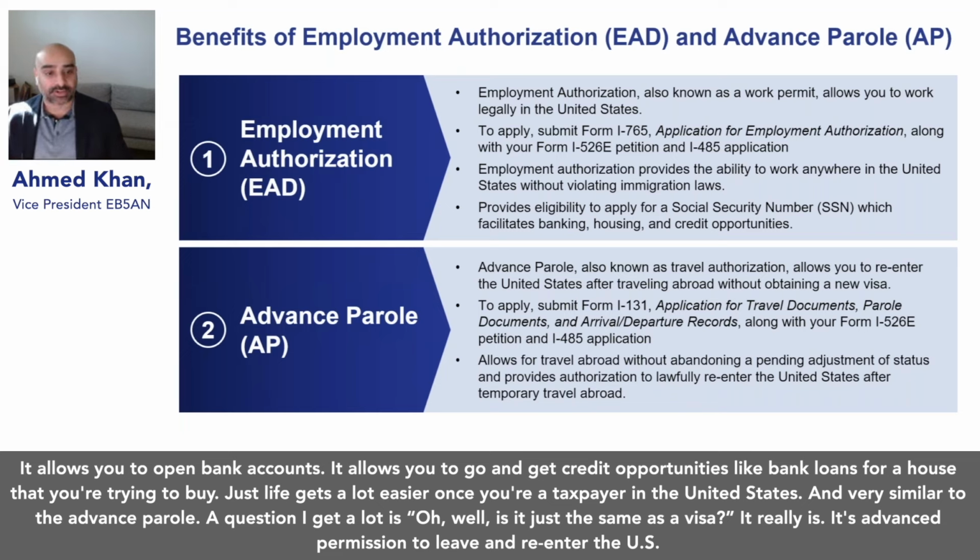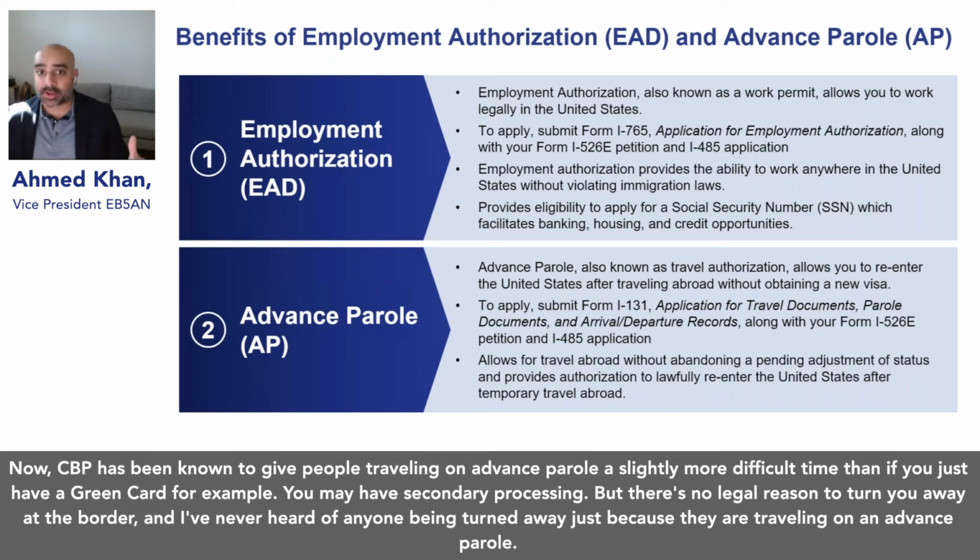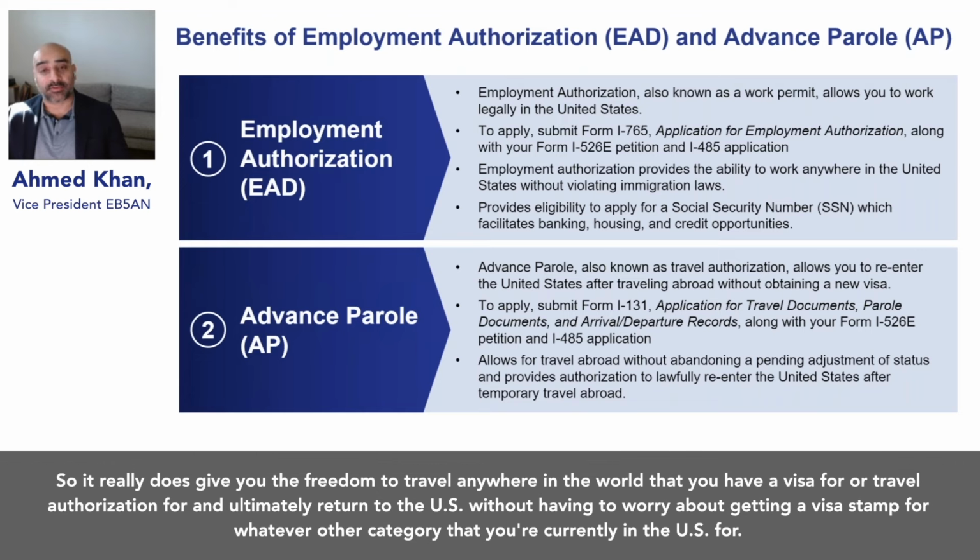Very similar to the advanced parole, a question I get a lot is, oh, is it just the same as a visa? It really is. It's an advanced permission to leave and re-enter the US. Now, CBP has been known to give people traveling on an advanced parole a slightly more difficult time than if you just have a green card, for example. You may have secondary processing, but there's no legal reason to turn you away at the border. And I've never heard of anyone being turned away just because they are traveling on an advanced parole. So it really does give you the freedom to travel anywhere in the world that you have a visa for or travel authorization for, and ultimately return to the US without having to worry about getting a visa stamp for whatever other category that you're currently in the US for.